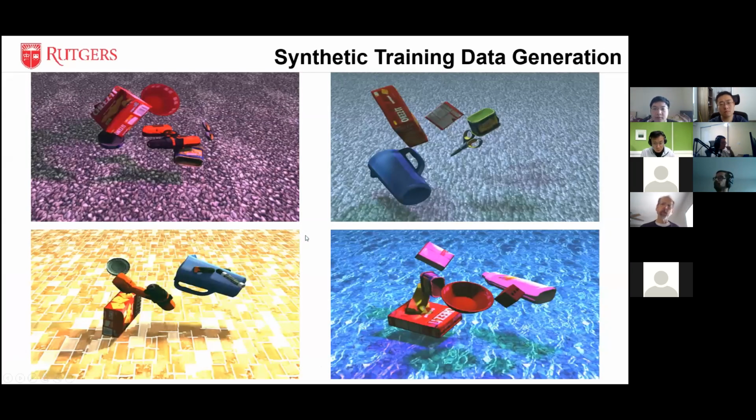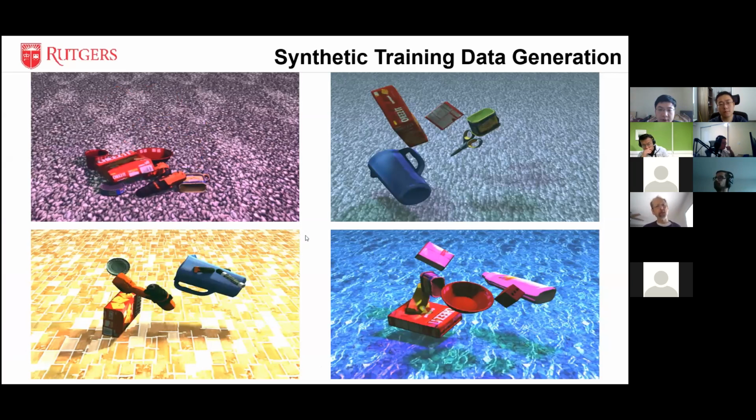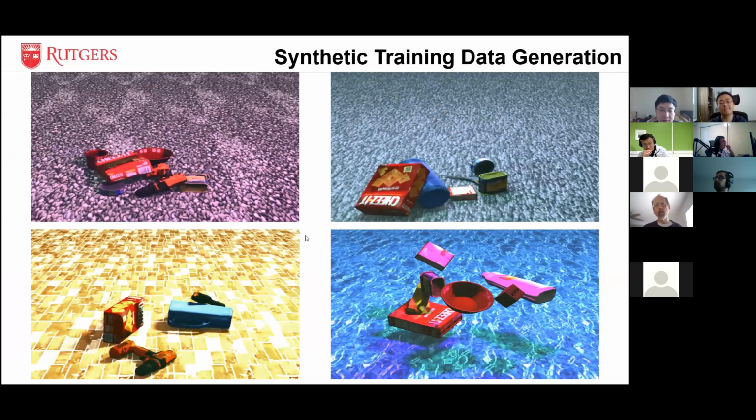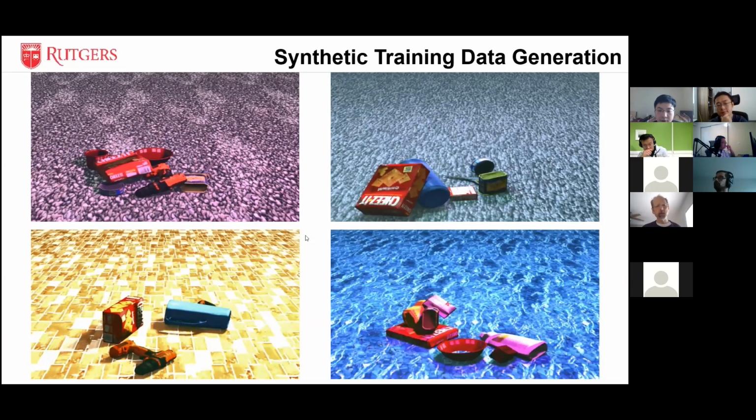And here are some synthetic training data generation examples. In this work, we employed the idea of domain randomization and physically plausible rendering. So we are not only considering to randomize the textures, but also to make sure the objects are naturally lying on the table without collisions.